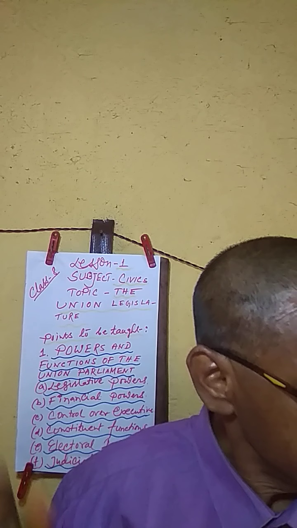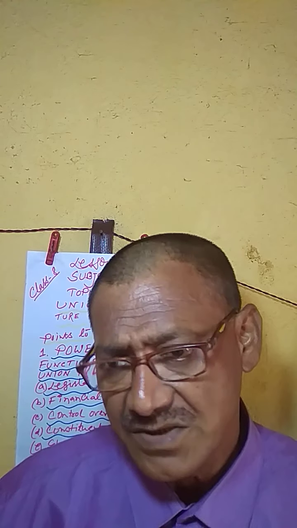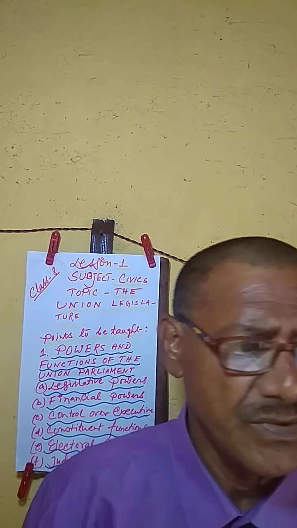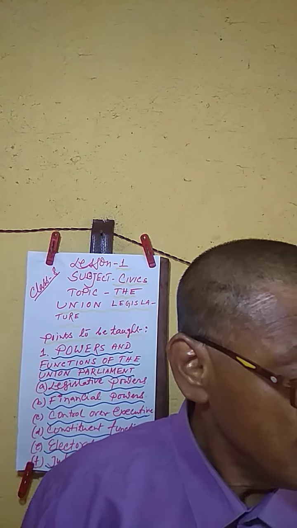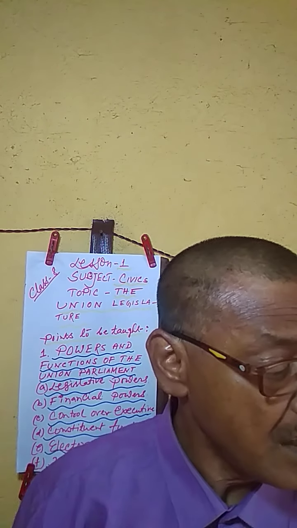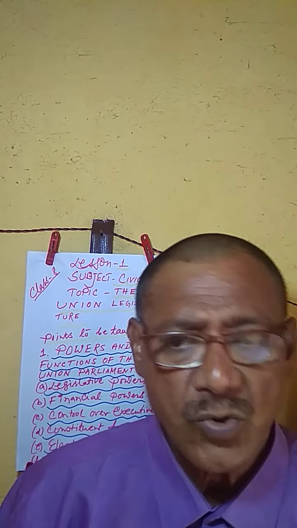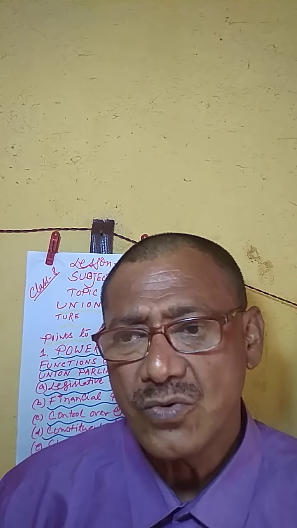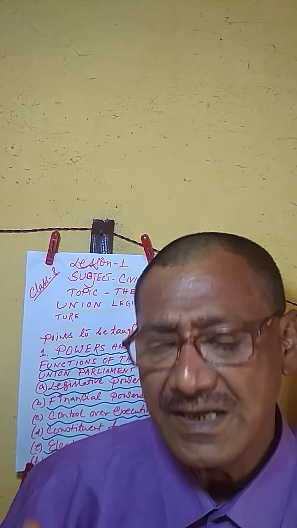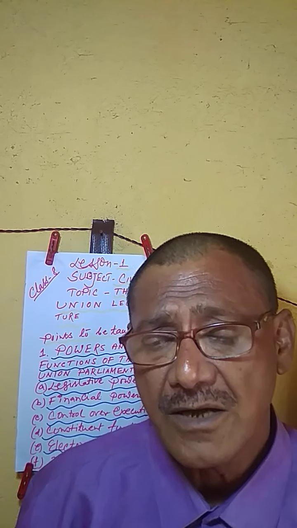Second one, financial power. The Parliament means the two houses, the Lok Sabha and the Rajya Sabha. Well, Lok Sabha is more powerful than the Rajya Sabha. Lok Sabha manages the financial matters of the country. How? It passes the annual budget for the financial year and also can pass laws related to the income of the government. In that case, the Rajya Sabha has no power to reject it.